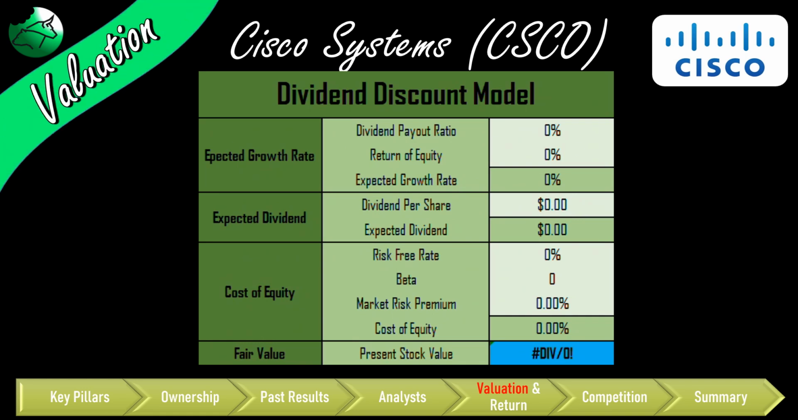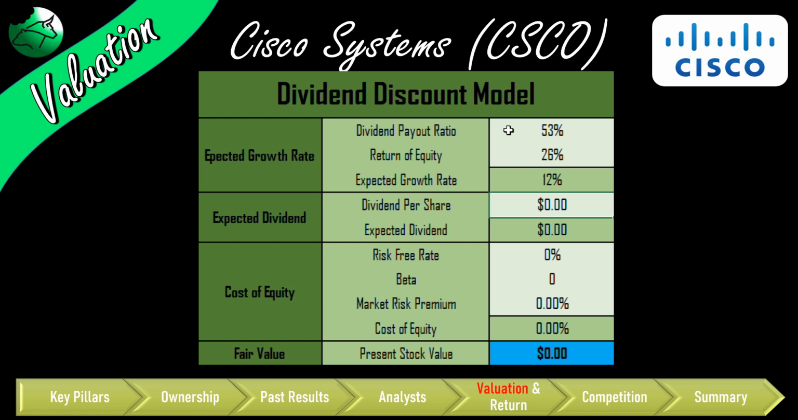Today we are going to use a dividend discount model, as I personally don't see Cisco growing like they have done historically. So to work out the dividend expected growth rate, we need to plug in the dividend payout ratio, which is 53%, and enter the return on equity, which is 26%. We use both of these two numbers to calculate the expected growth rate, which is 12%.